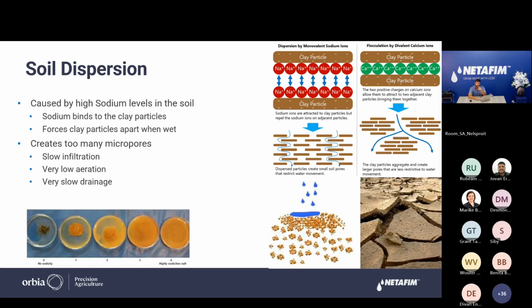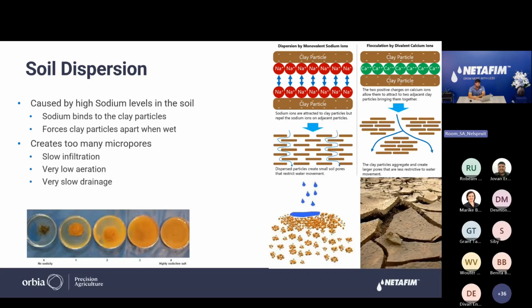So here is a very nice example of how you can practically see if a soil is sodic. On the left, you'll see the soil has good structure. If you put it in water, that structure remains. But with the dispersion caused by the high sodium levels, as soon as you add water, it pushes those particles apart. And then it causes a lot of issues because it creates a lot of micropores, but too many. Everything needs to be in balance.